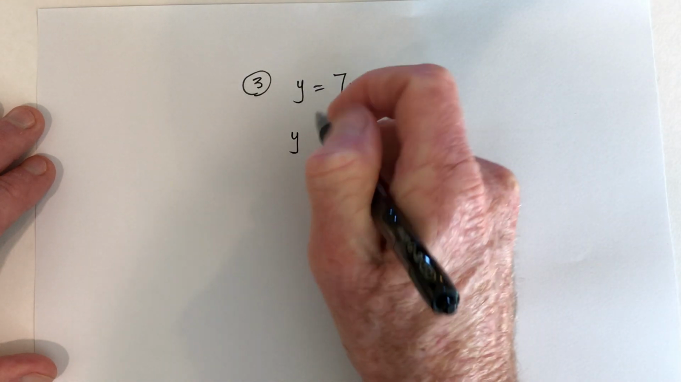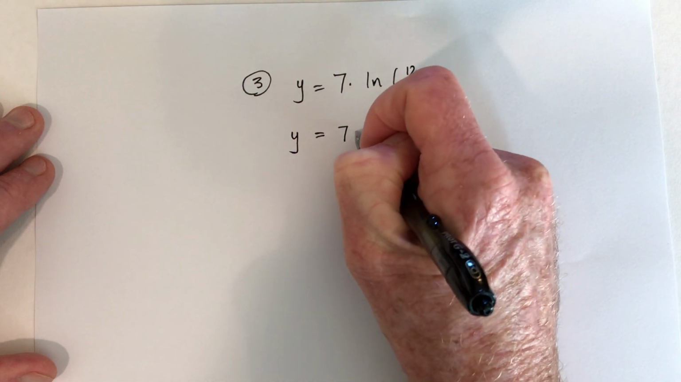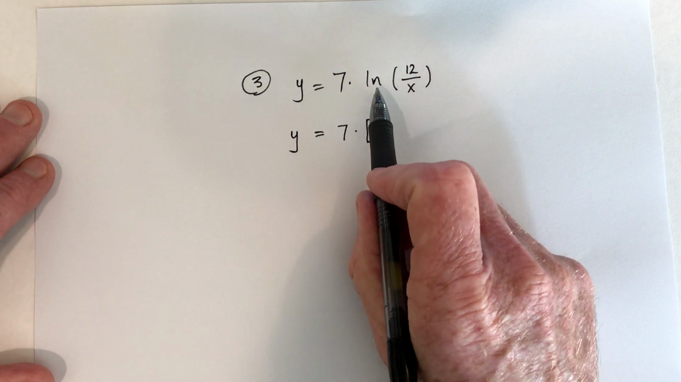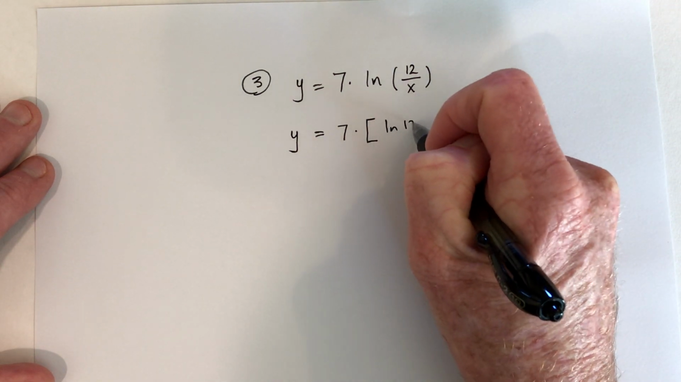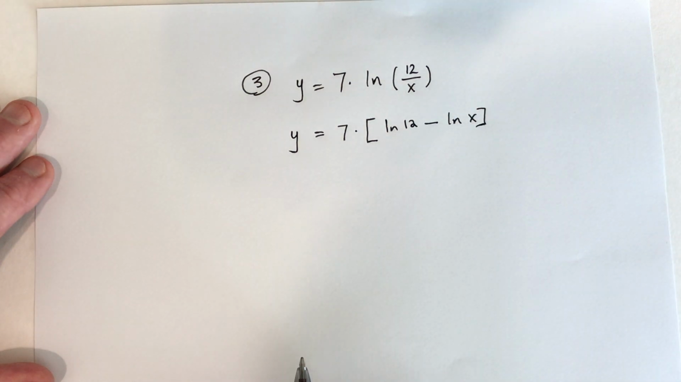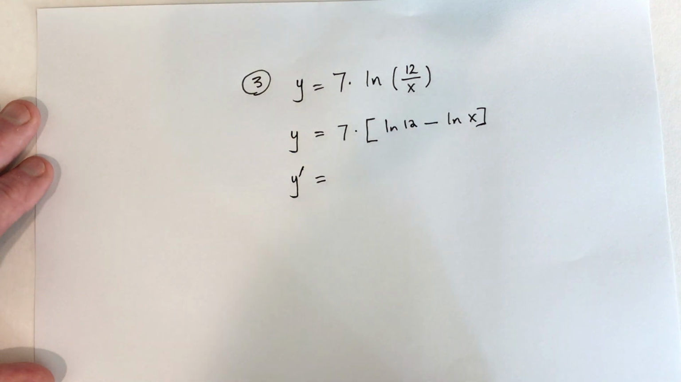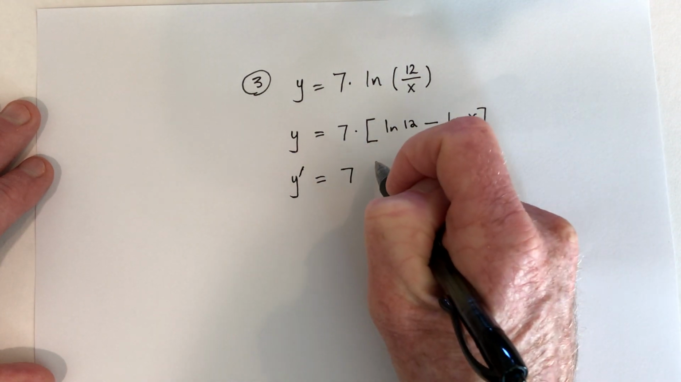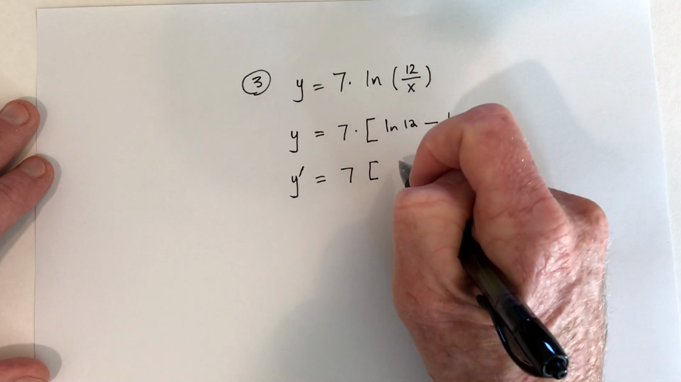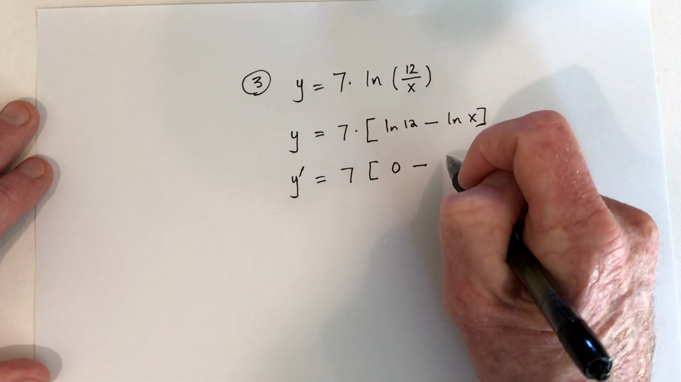So first of all, I could rewrite this as y equals. The 7 can stay there, and then I'm going to put brackets because it has to be 7 times the whole thing. And then it's natural log of the top minus the natural log of the bottom. Okay, that's the algebra part. Now for the calculus part, take the derivative. So the 7 stays there, and then this is just a number, so the derivative of that is 0. And the derivative of natural log of x is 1 over x.